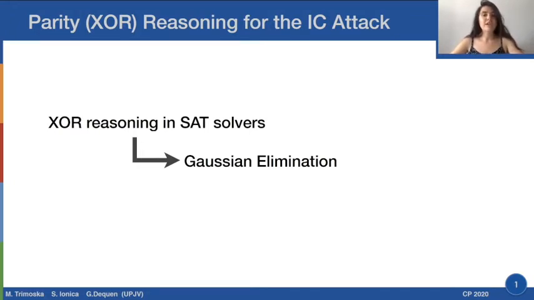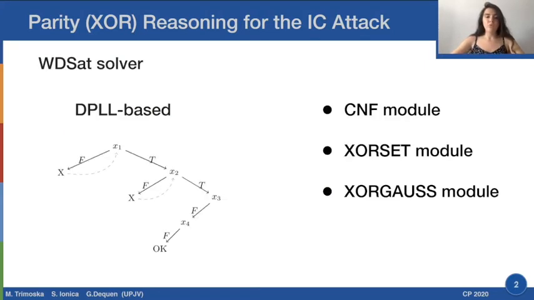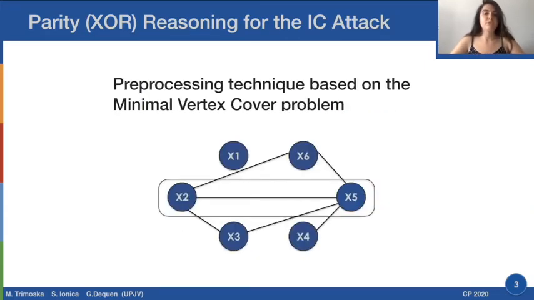However, in our work, we have detected a use case where Gaussian elimination in SAT solvers is not as efficient as Gaussian elimination in algebraic techniques, and then we have found a way to solve this. So we will continue by presenting our SAT solver, which is built from scratch and is DPLL based. Our solver is comprised of three modules: the CNF module that does the unit propagation as you know it, and two XOR reasoning modules. After presenting our solver, we will present our preprocessing technique, which is inspired from graph theory.